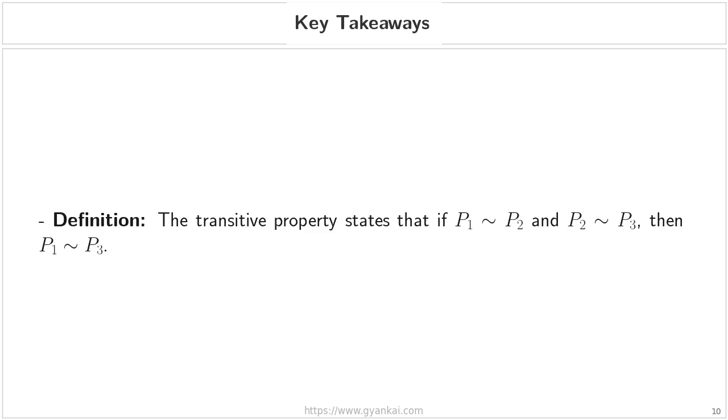Key takeaways. First, let's revisit the formal definition. As we've seen throughout this presentation, the transitive property states that if polygon P1 is similar to polygon P2, and polygon P2 is similar to polygon P3, then it follows logically that polygon P1 is also similar to polygon P3. It's that direct link that allows us to bridge the relationship between the first and the third figure.